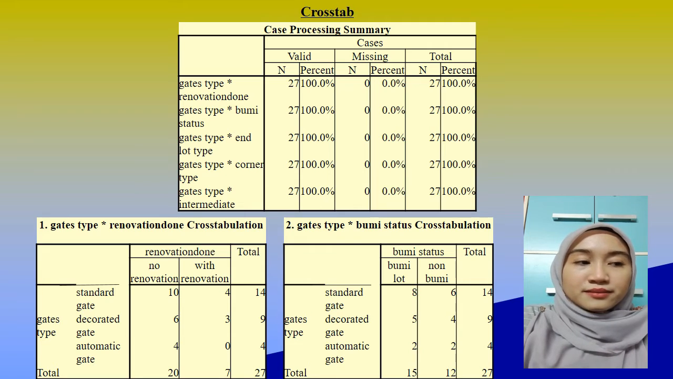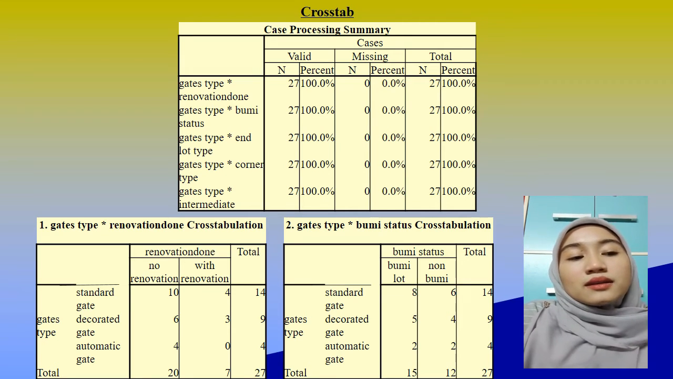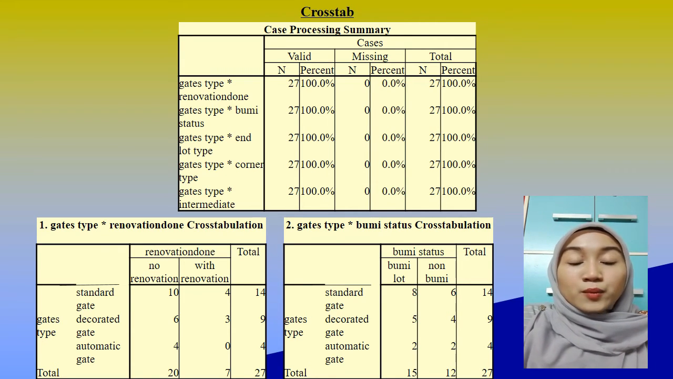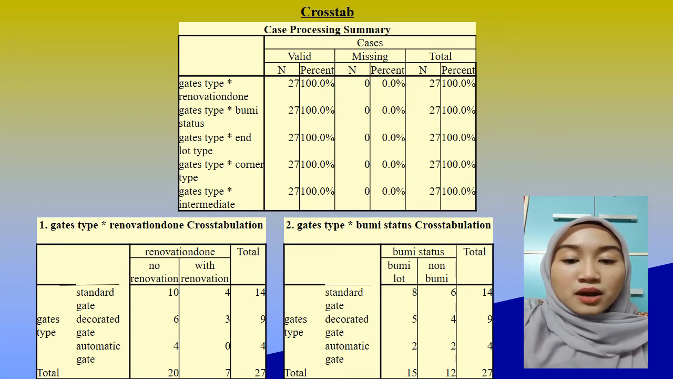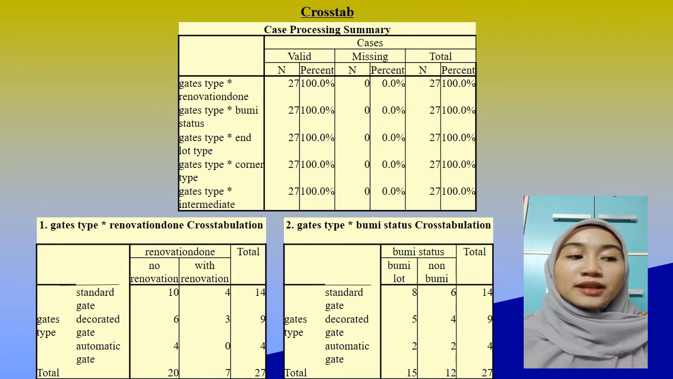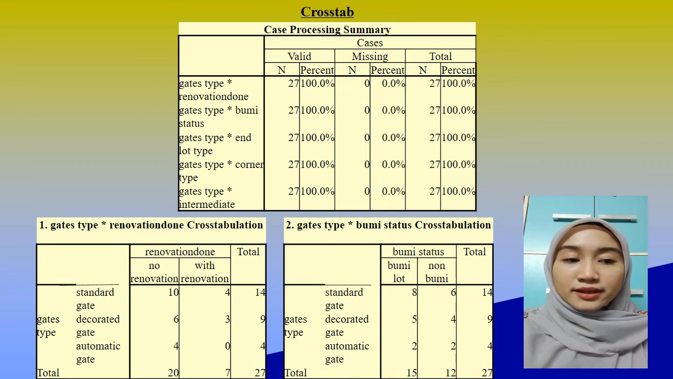Secondly, the cross tabulation table above shows the relation between gate type and Bumi status. Referring to the table shown, the standard gate recorded is 10 for Bumi lot, while it recorded 6 for non-Bumi with a total of 14. Other than that, for the decorated gate, it states 5 for Bumi lot, while non-Bumi is 4, and the overall total is 9. In addition, for the automatic gate, Bumi lot is 2, and the same for non-Bumi, which is also 2.